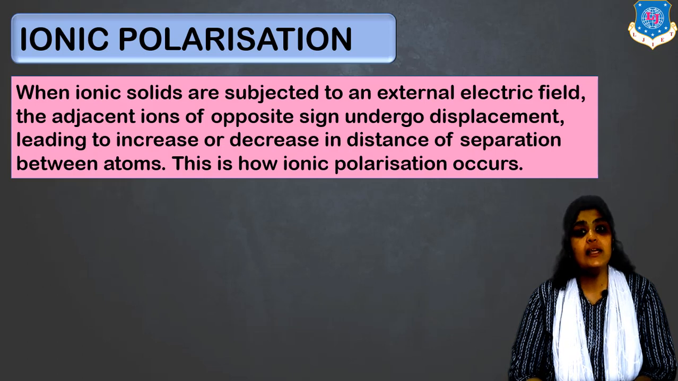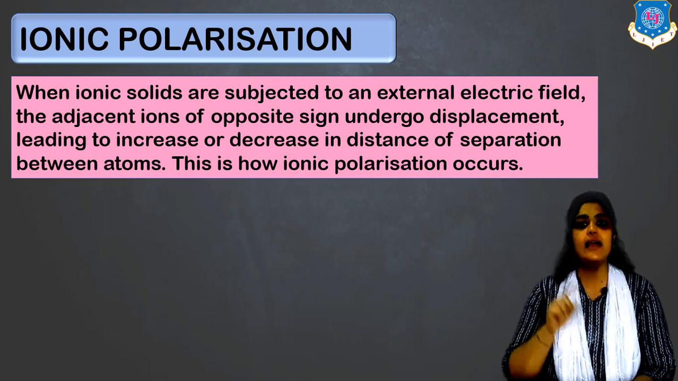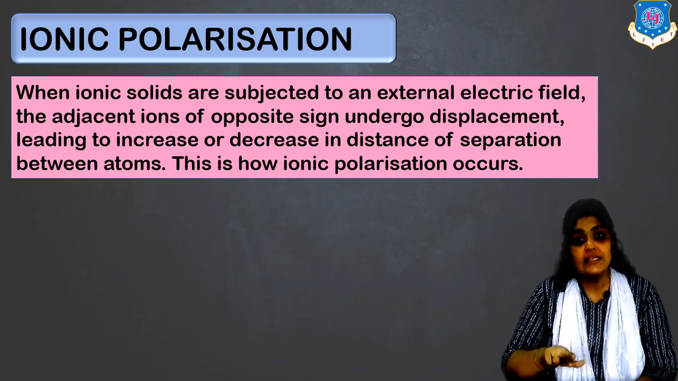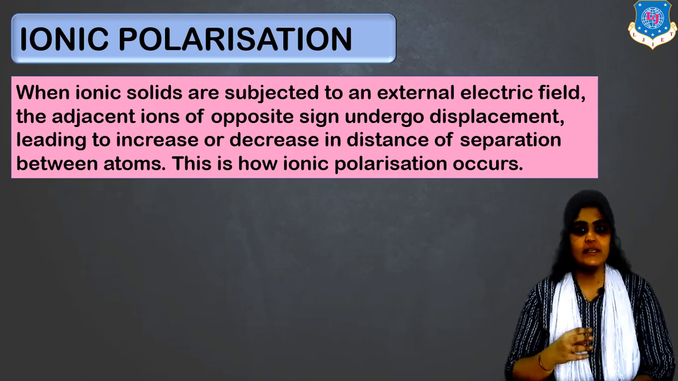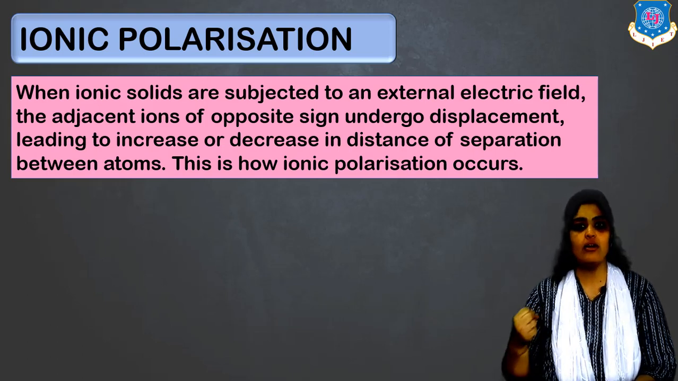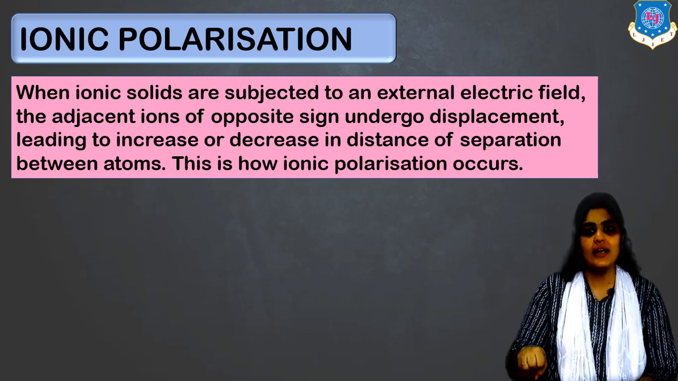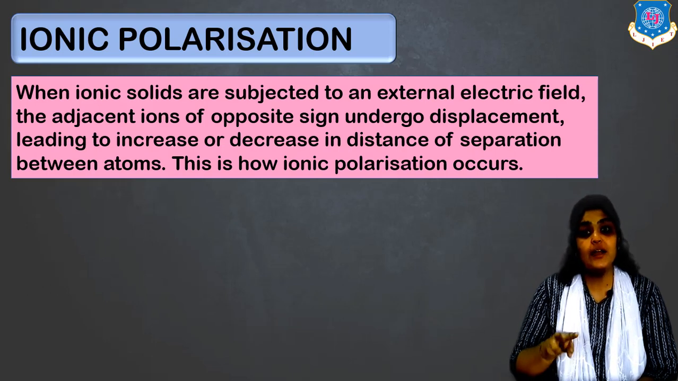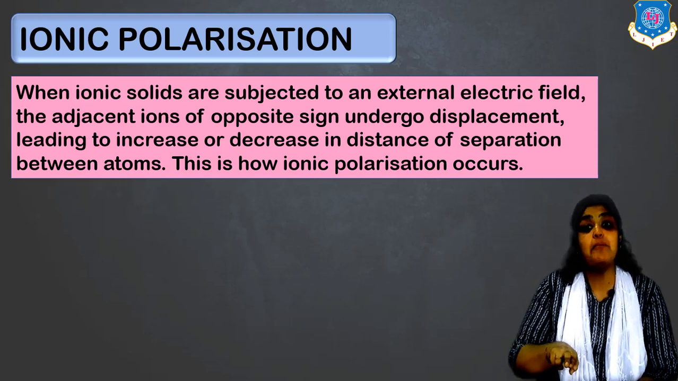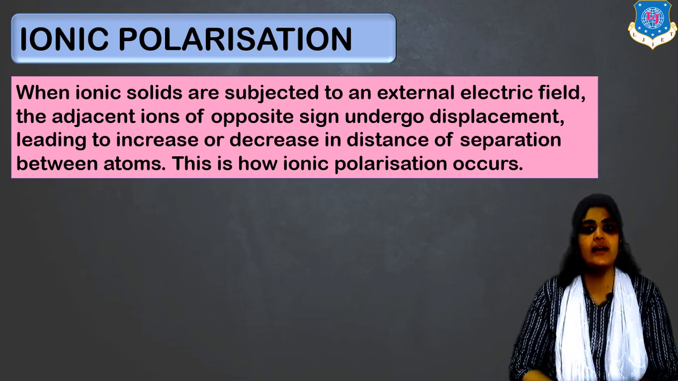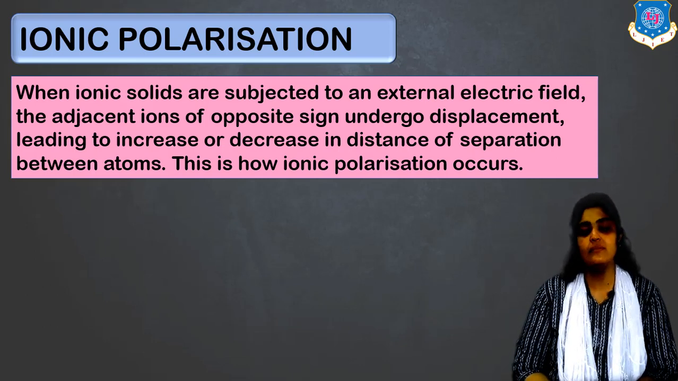So particularly the ionic solids, when they are exposed to an electric field, there is a displacement of positive and negative ions. What is a positive ion? One from which an electron has been removed. What is a negative ion? One in which an electron has been added. So if the positive and negative ions are separated by a distance due to the applied electric field, we say that ionic polarization has occurred.